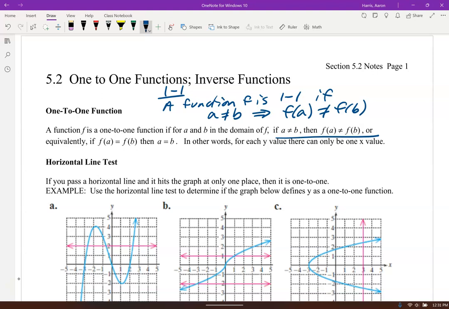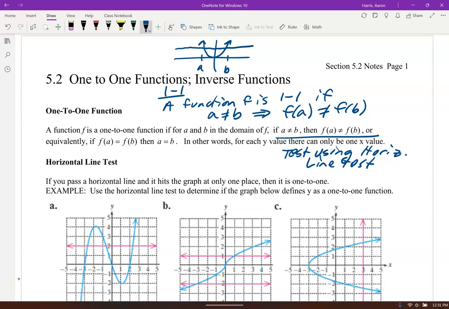So we're going to test this using the horizontal line test. Because the horizontal line test will test, like let's say we have a quadratic, for example. If a is not equal to b, then when I run a line, it'll show me if f of a is not equal to f of b. Well, it fails here, right? In other words, for every y, there's two different x's.